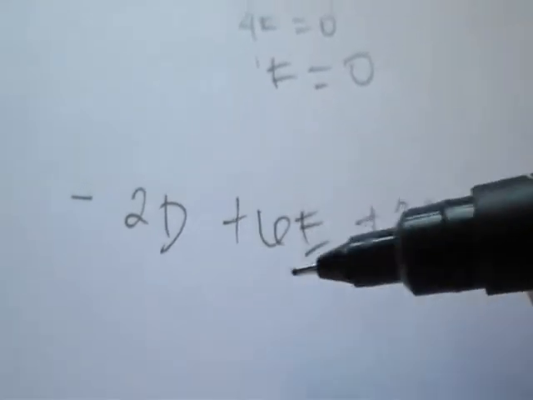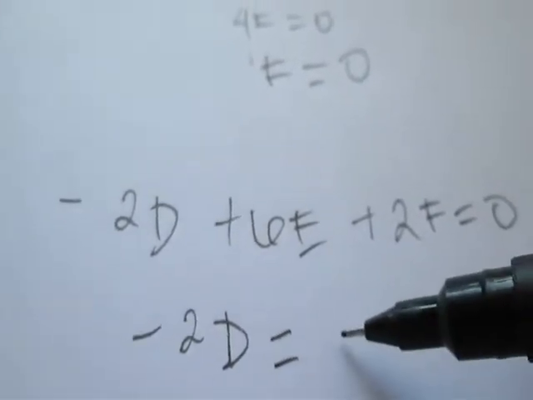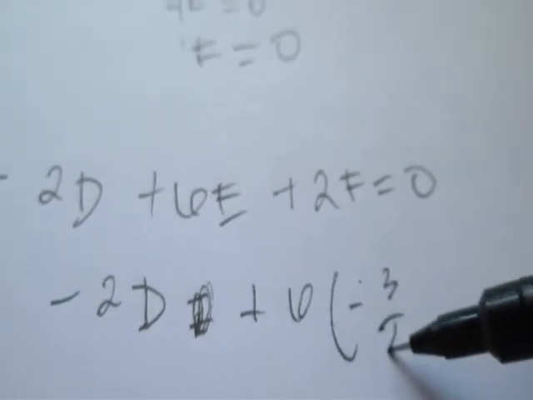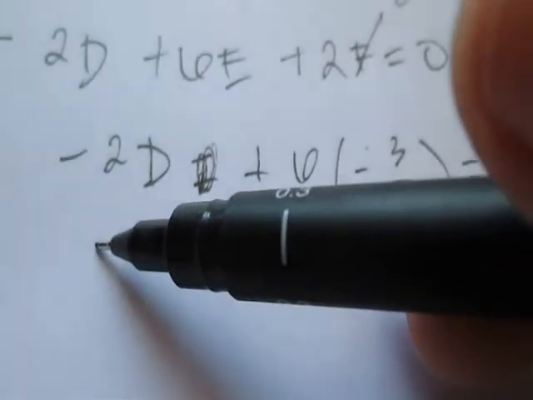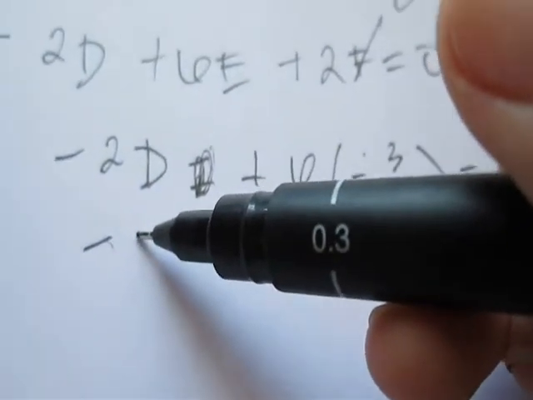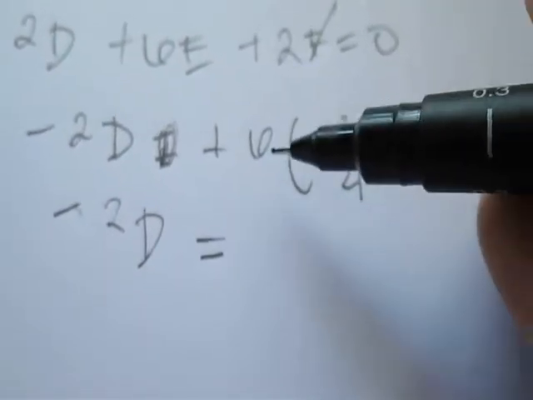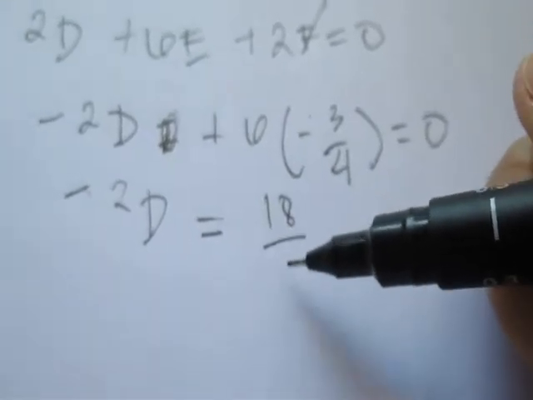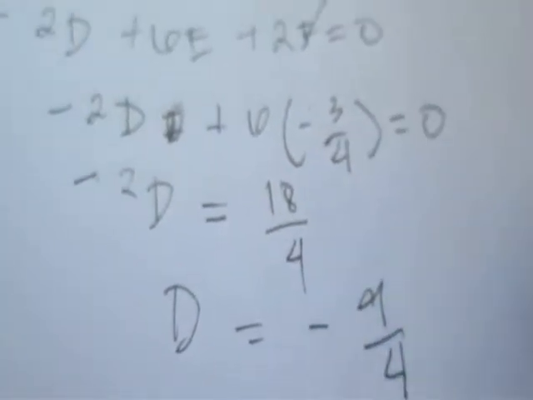Since this is equal to 0 and this is negative 3/4, so we have negative 2d plus 6 times negative 3/4 equals 0. Since f is equal to 0, so we have negative 2d is equal to, here we can write this as 18 over 4, so we get d is equal to negative 9 over 4.